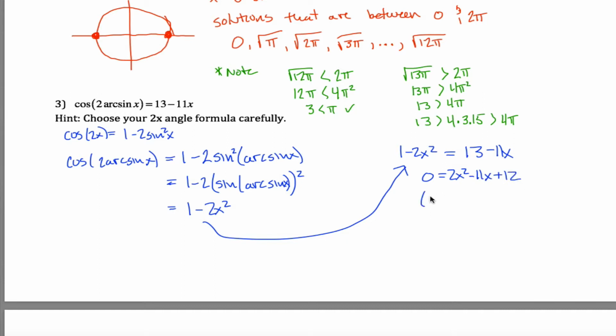Then I'll try to factor this guy. I think you actually want a 3 and a 4 is what will make this one work. I want 2x minus 3 and x minus 4.